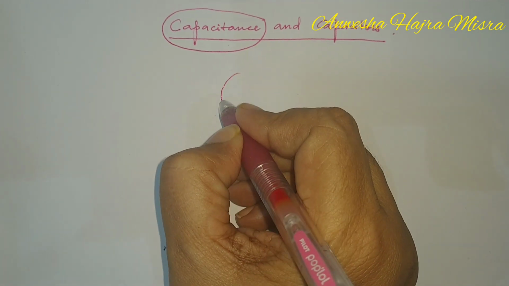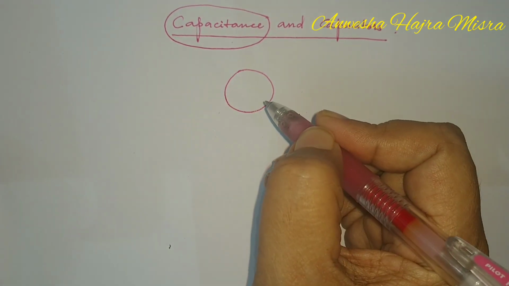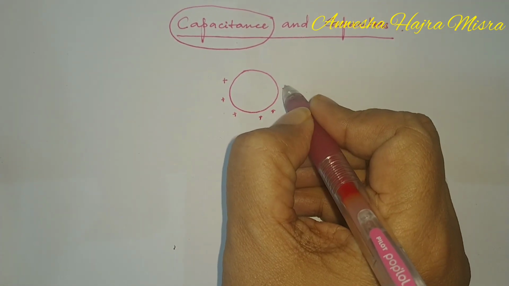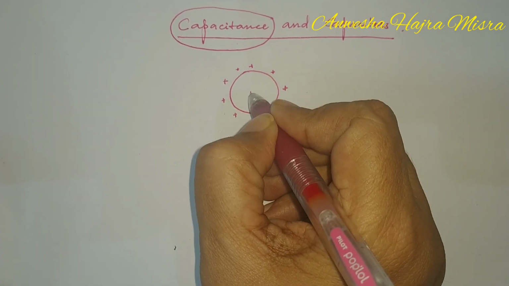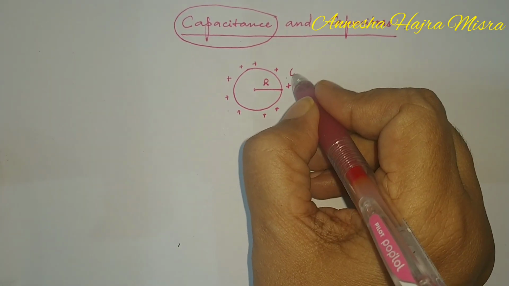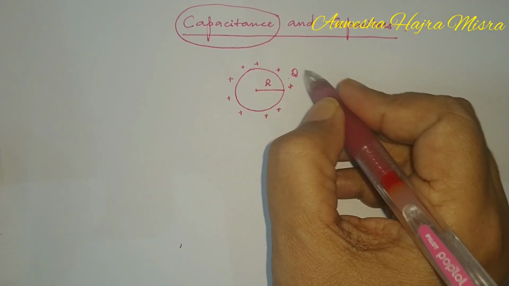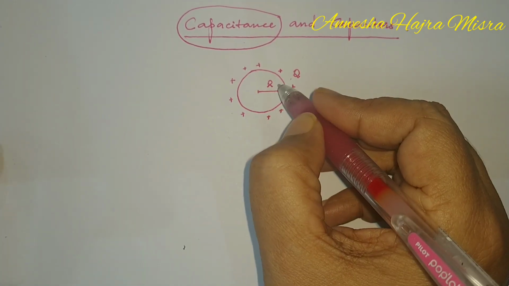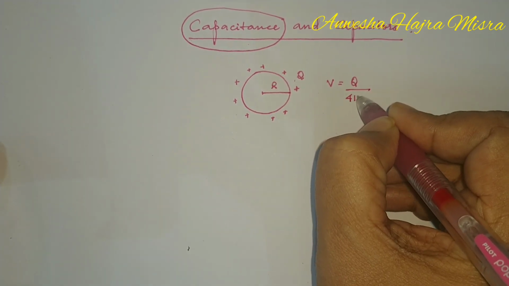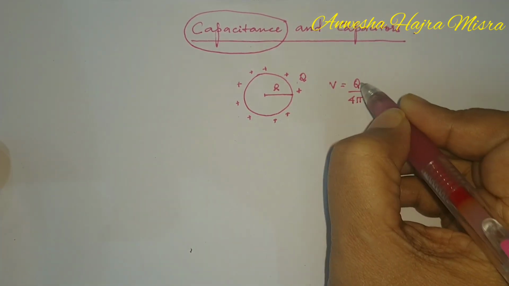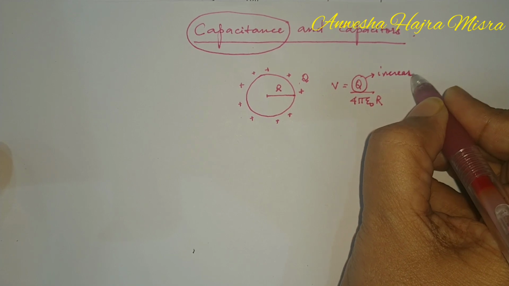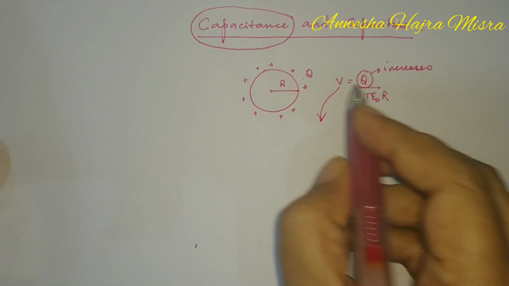Now, I have given you a body, and suppose you are giving the body a charge Q. Radius R. I have given the body a charge Q. Now, greater the charge Q, greater will be the potential. What is the formula for the potential? Q by 4 pi epsilon naught R. So as Q increases, what happens? Potential will also increase.